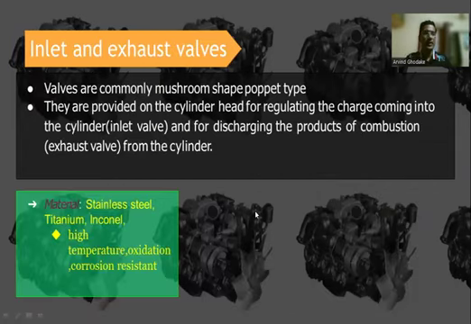The next component is the inlet and exhaust valves. Valves are commonly mushroom shaped, poppet type. They are provided on the cylinder head for regulating the charge coming into the cylinder, the inlet valve, and for discharging the products of combustion, the exhaust valve, from the cylinder. The inlet valve is used for the charge coming into the cylinder, and the exhaust valve is used for discharging the products of combustion, that is, the burnt gases, to the atmosphere from the cylinder.